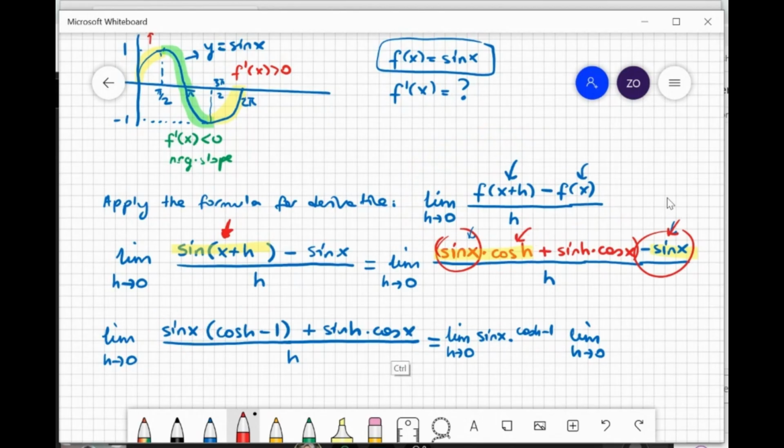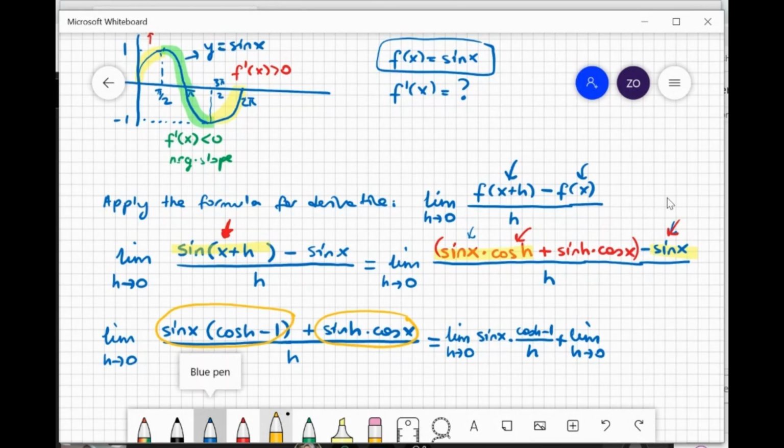And what is left? We also have this piece left, this term, sine h times cosine x. We just copy this here. So we just rewrote our numerator. Now we will split the numerator into two parts: sine x times cosine h minus 1 over h plus, so we split this part and this part. Both are divided by h, so we need to divide both by h.